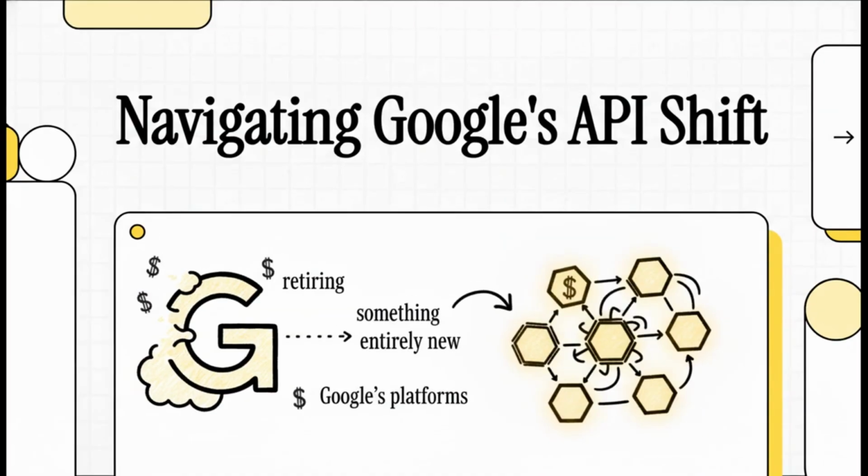Right, if you're running ads on any of Google's platforms, you're going to want to listen up. There's a big change coming. The way you handle your most important data, well, it's about to be completely different. Google is getting rid of a core piece of its ads API and swapping it out for something new. So let's break down what this really means for you.